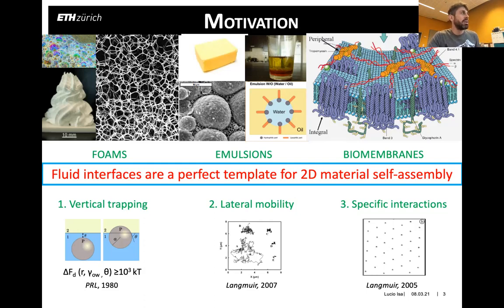And also very importantly, and we're not going to talk too much about this in today's lecture, particles at interfaces also display some specific interactions which are absent or very different in bulk, which make it possible to assemble materials and to have particles interacting in ways which would not be directly attainable in bulk.